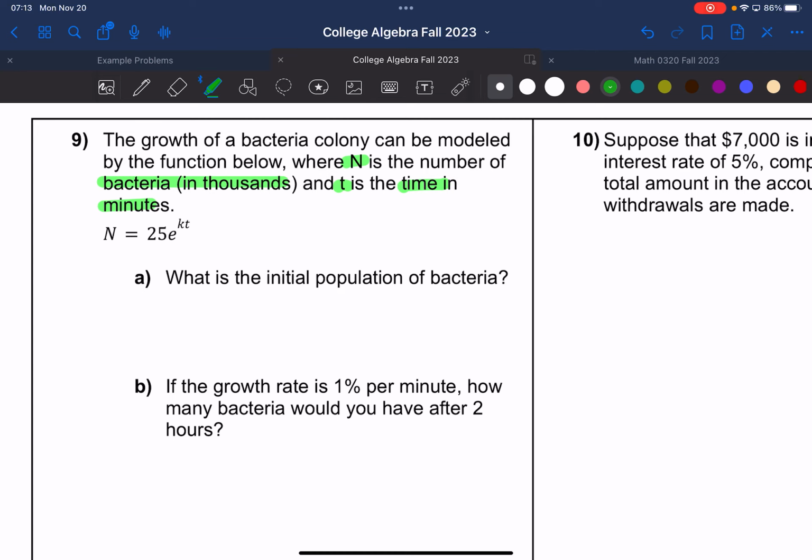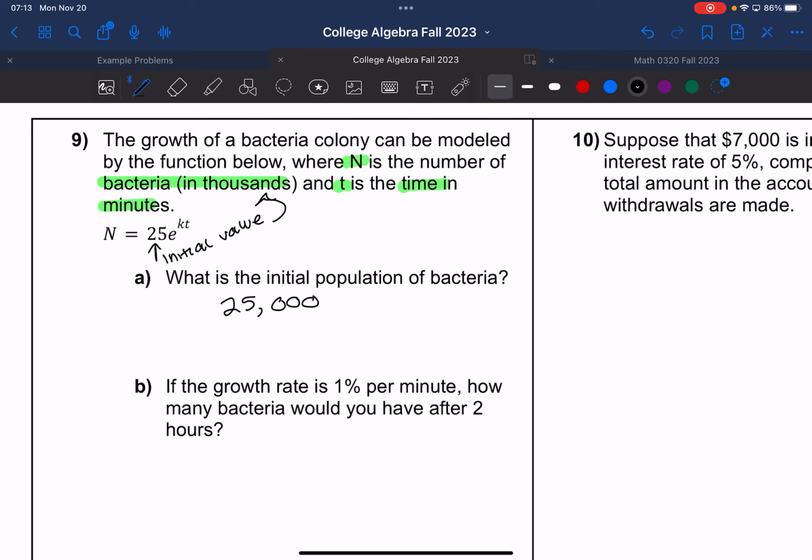Remember, our initial value is always that first number. The first number in this case is what in our formula? 25, but it says the bacteria is in thousands. So would it be 25,000? Good, thousands. Since our bacteria is in thousands, the initial population of bacteria is 25,000. This is the initial value, but it has to be in thousands according to our problem.